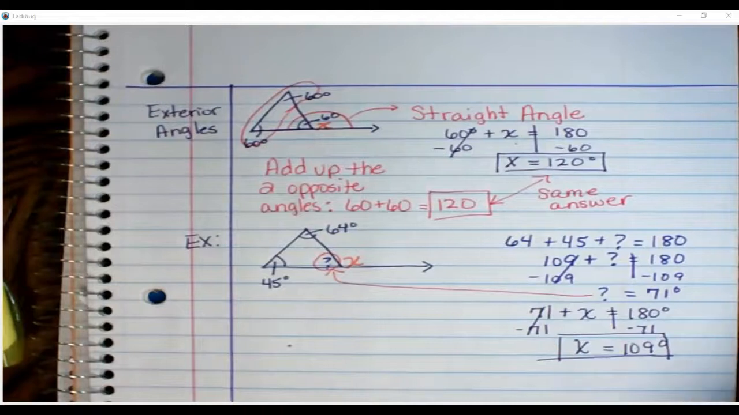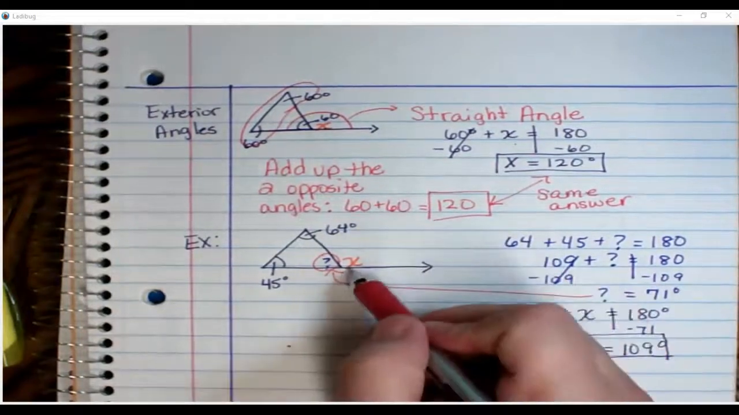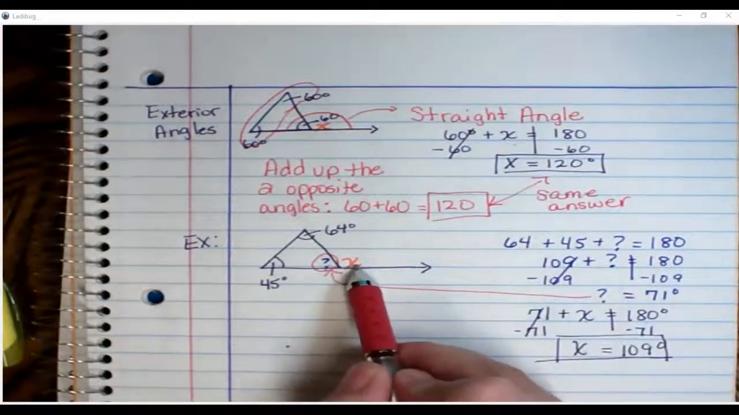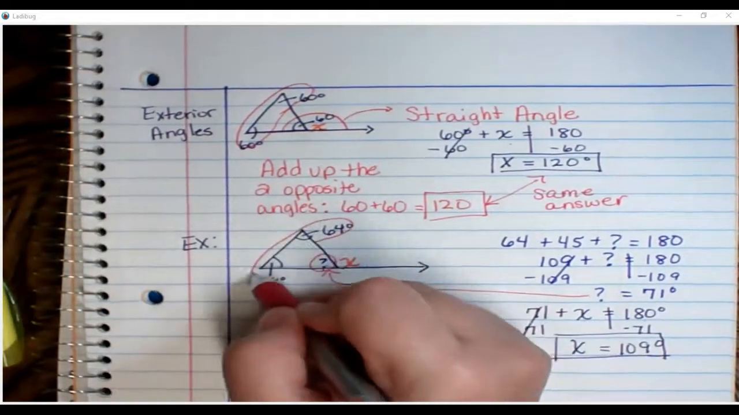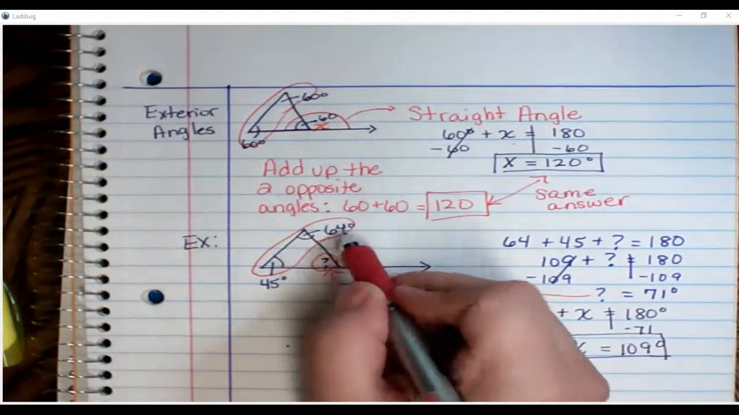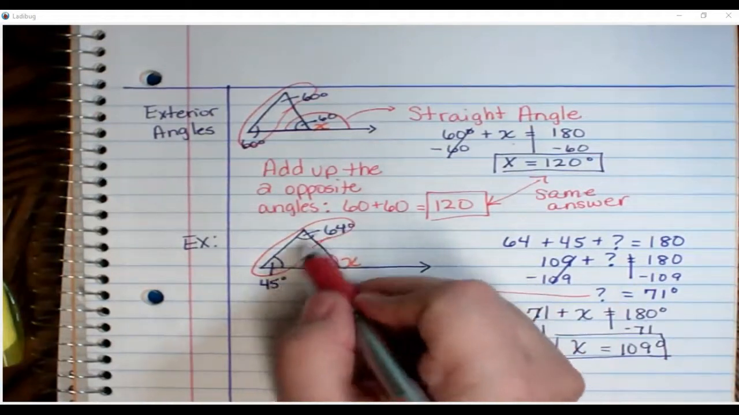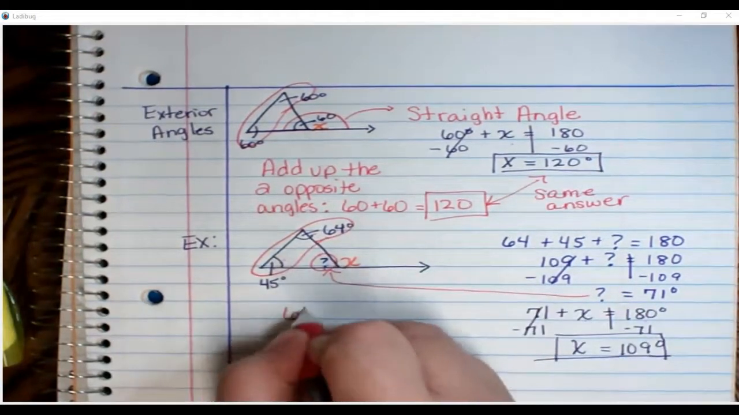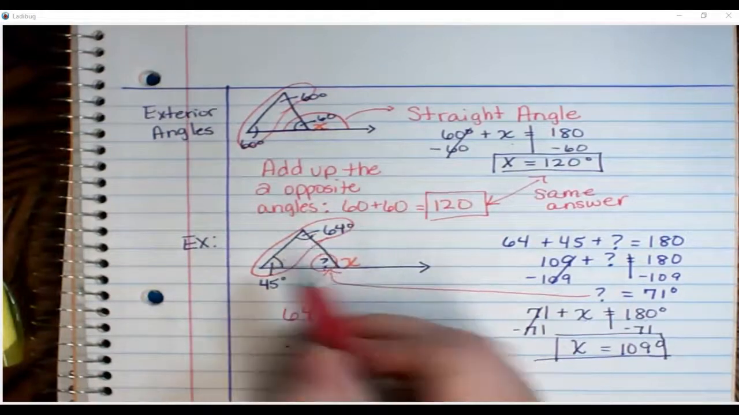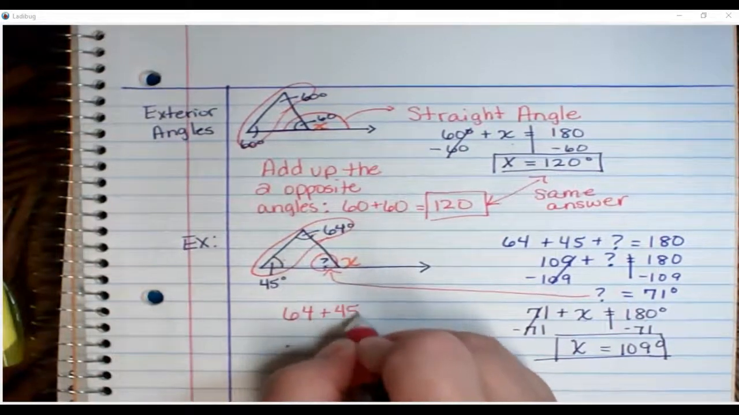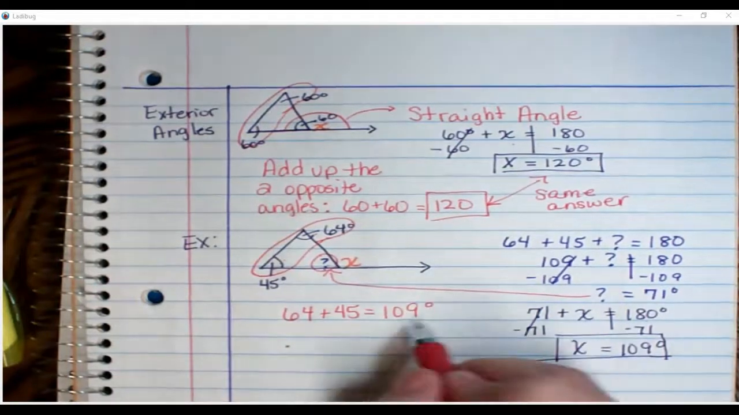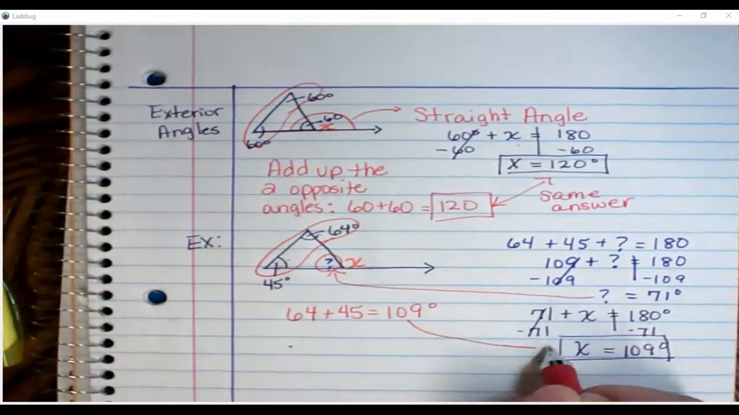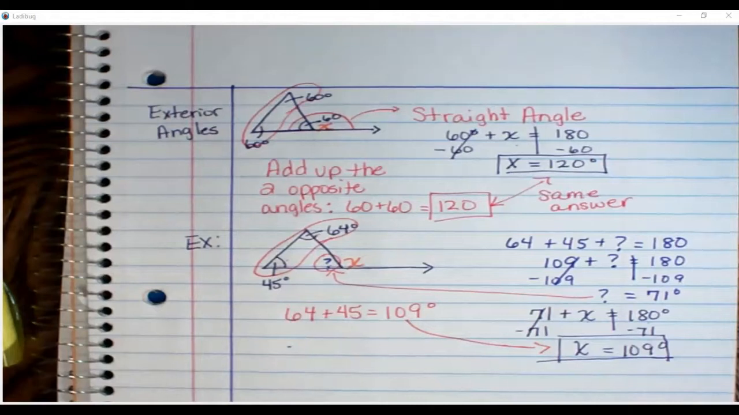Now, we could also use our other strategy of using the opposite angles. This is an exterior angle. An exterior angle is congruent to the sum of the two opposite angles. So I could take 64 plus 45. Together, those equal 109 degrees. Looky there, same answer. It works every time.